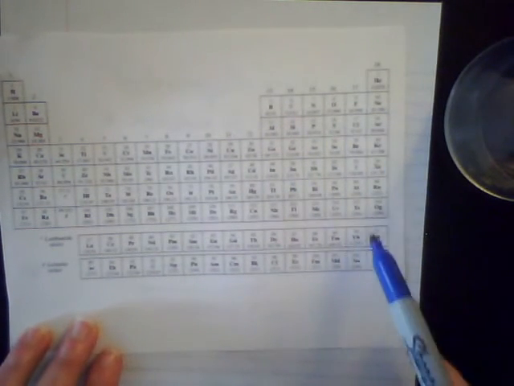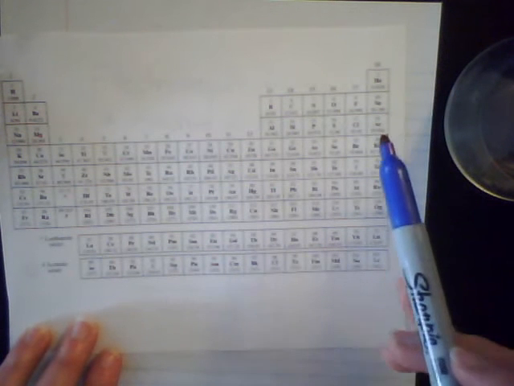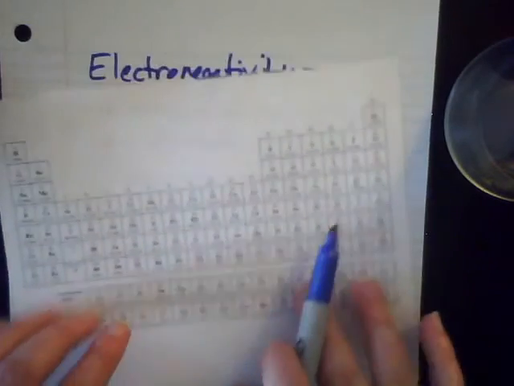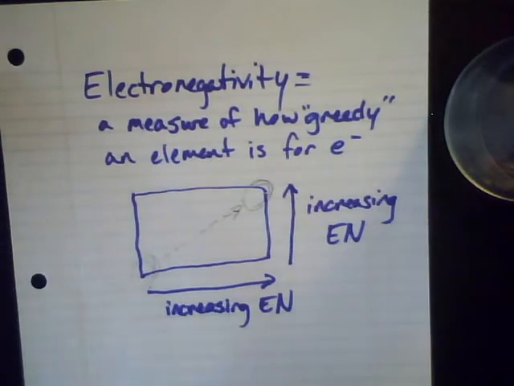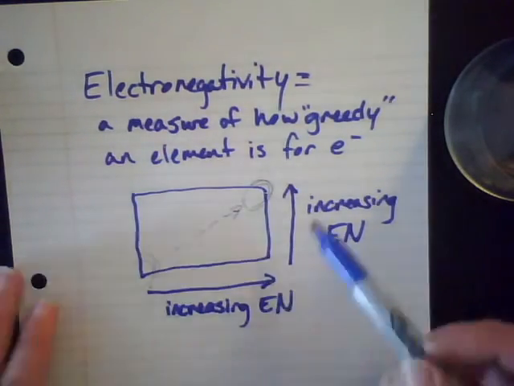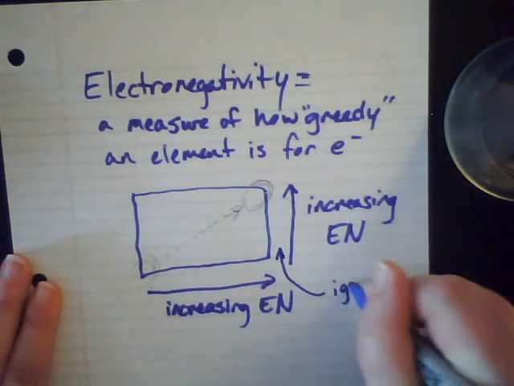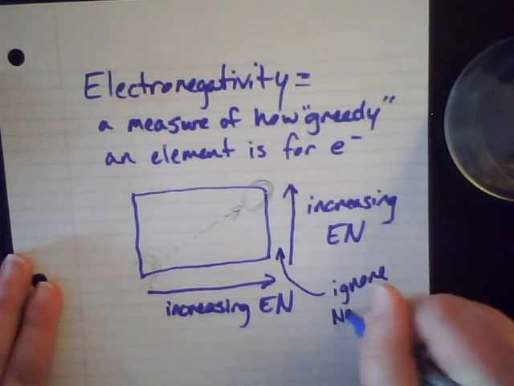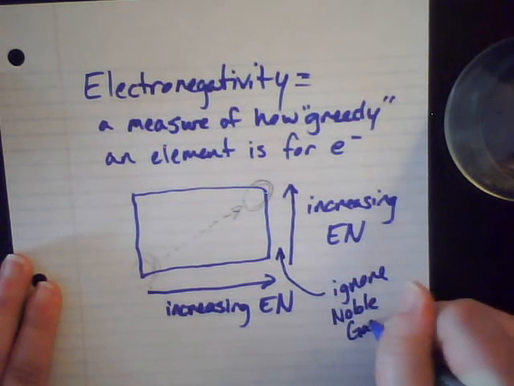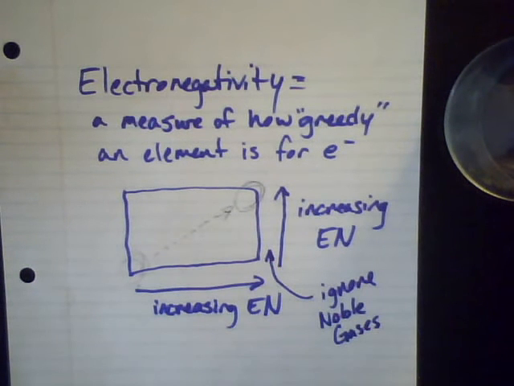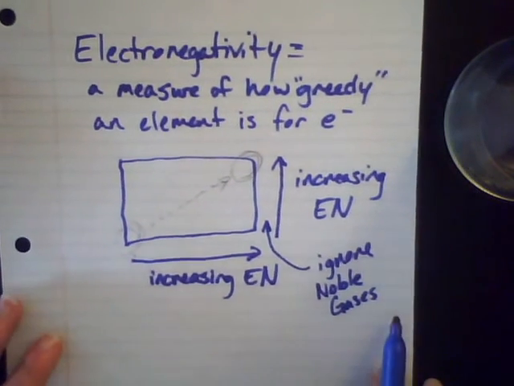Now again, I'm disregarding my noble gases here because the noble gases already have a full valence. They don't want to rip away electrons from anyone. So when we're considering our electronegativity trend, we kind of ignore the noble gases, as we do for most things, because the noble gases have this full valence. They're really inert because they don't like to interact with anything. So this is kind of what we're working with here.